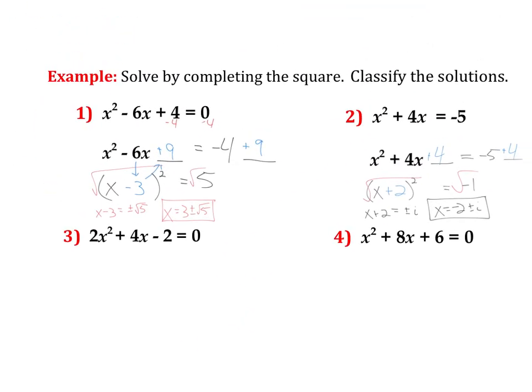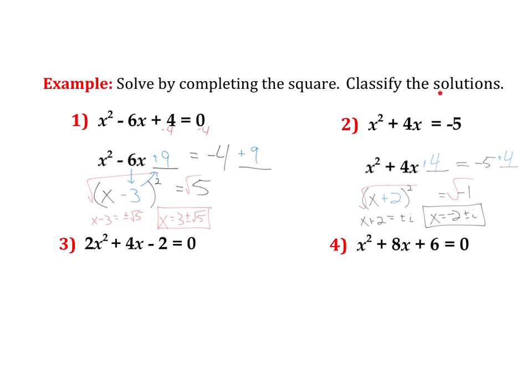Oops. Here I am forgetting to do more stuff. Classify the solutions. Here, irrational, because it's got the radical. This would be an imaginary solution, which is also by default going to be irrational.